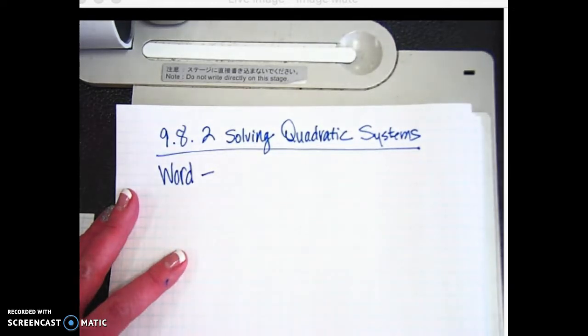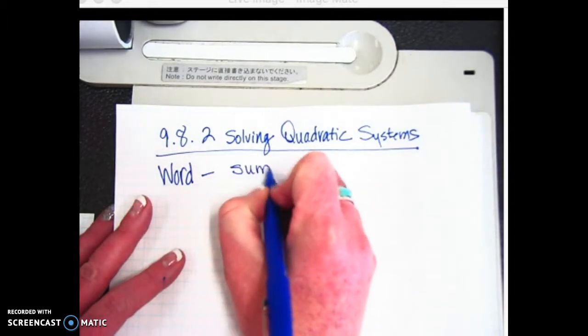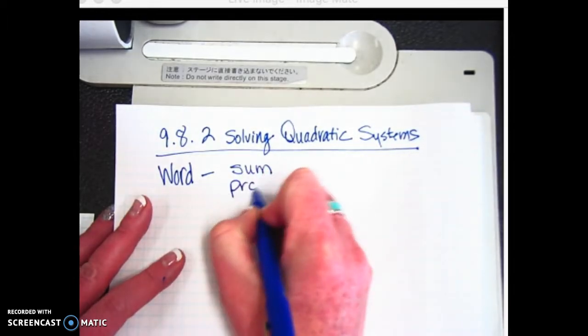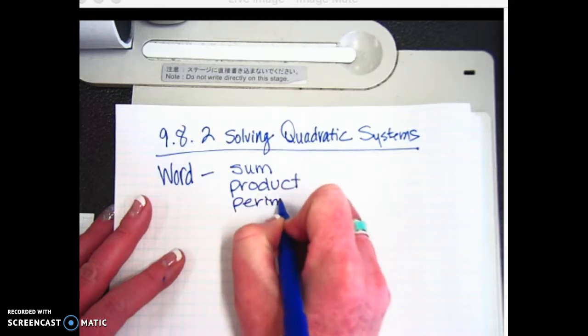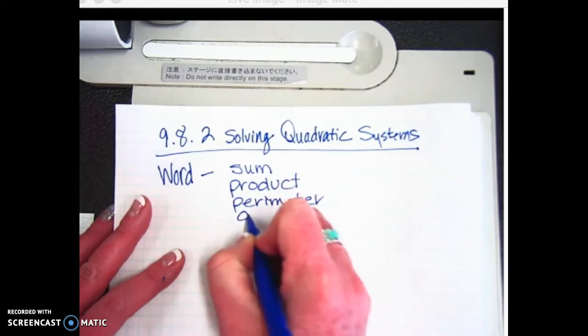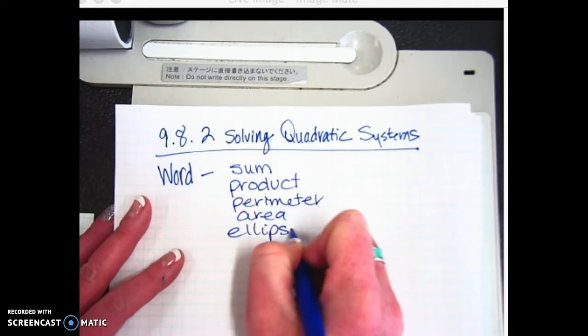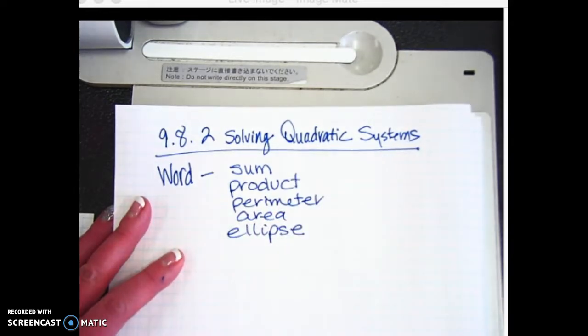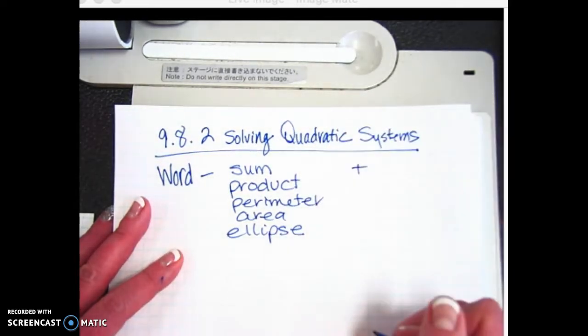Okay? So you're going to find words like sum, product, perimeter, area. You're even going to see ellipse in there. Okay, so what does sum mean to do? And product.